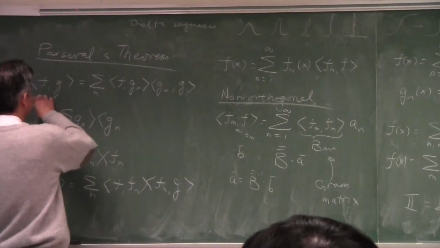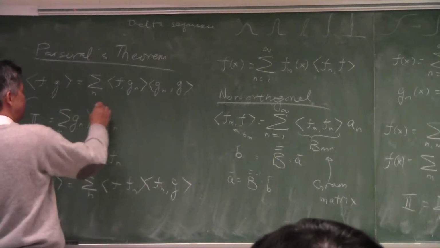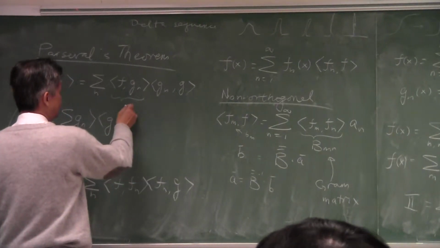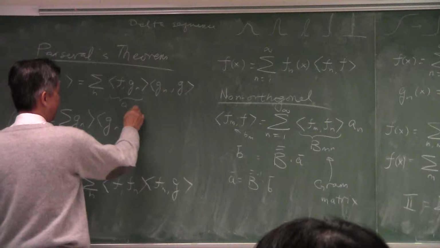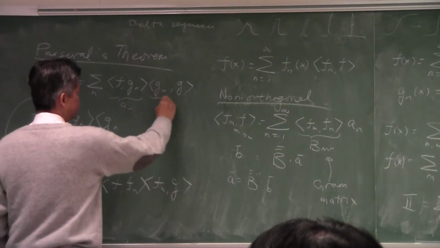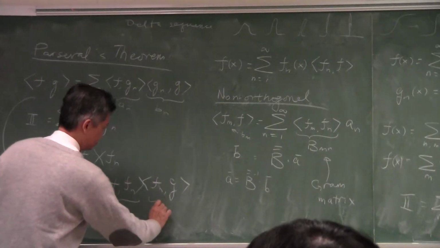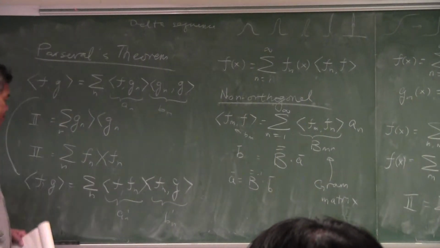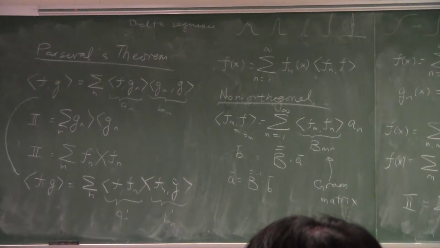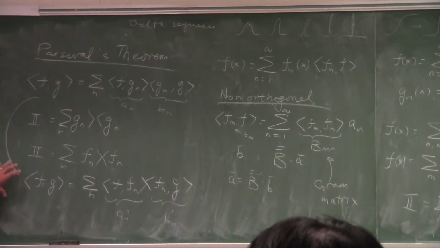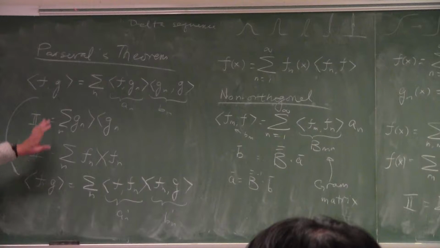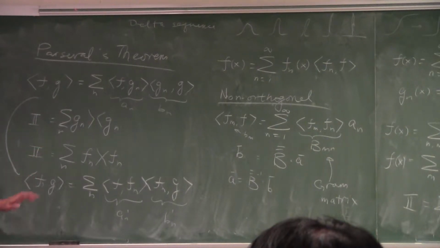This is like saying that the inner product between two functions is usually something like An, Bn in one system, and this might be An prime, Bn prime in another system. And what Parseval's theorem says is that inner products are coordinate independent. Irrespective of what coordinate system you choose, you get the same answer.